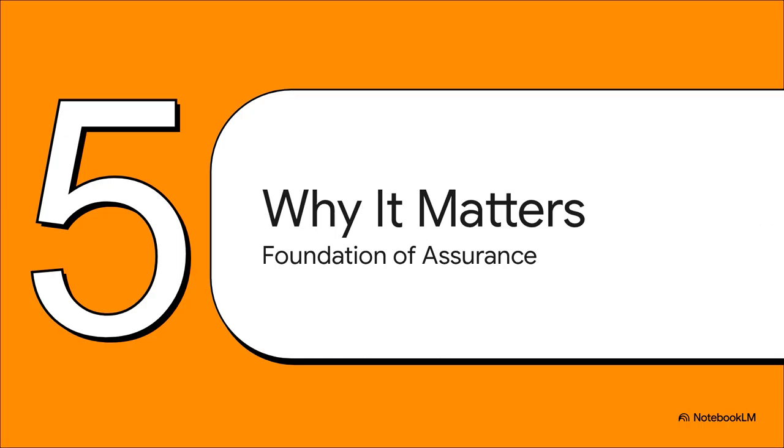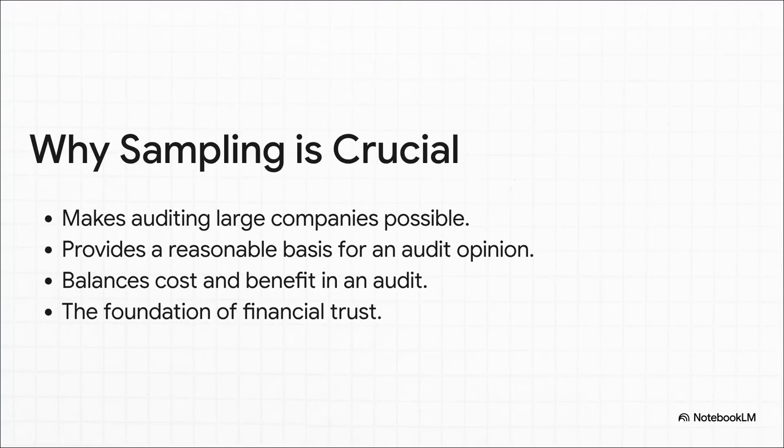So, after going through this whole process, we get to the most important question of all. Why does any of this matter? Well, it matters because this process is the absolute foundation of what we call financial assurance. I mean, think about it. Without sampling, auditing a huge company would just be impossible. Full stop. It gives a logical, reasonable basis for an auditor to sign their name on that audit opinion. It also strikes that perfect balance between being thorough and the real-world constraints of time and money. And at the end of the day, this methodical process is what builds trust between a company and everyone who relies on it, investors, banks, and you and me.